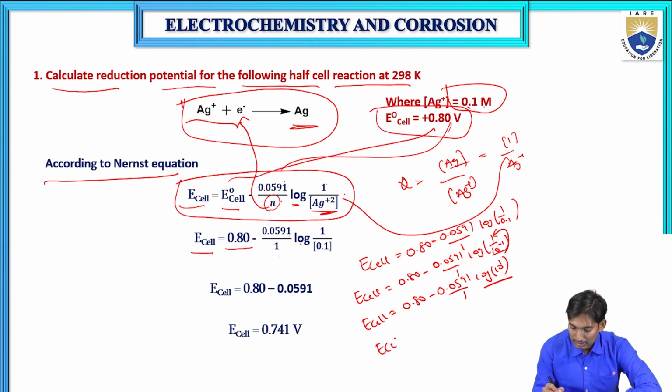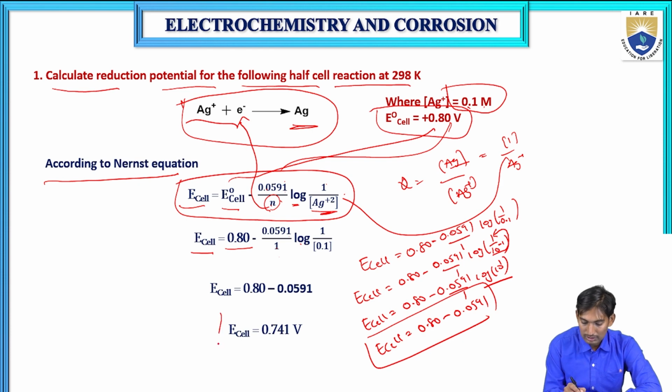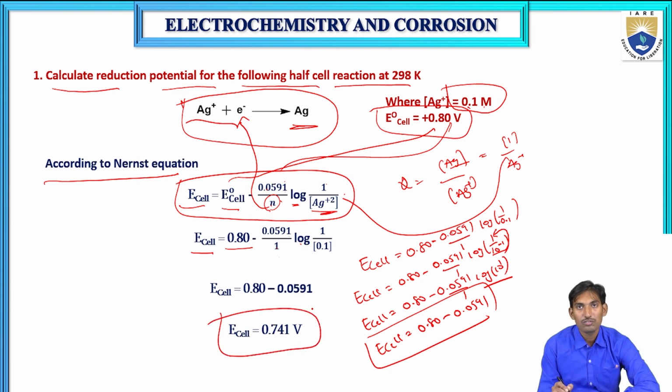So E cell becomes 0.80 minus 0.0591. Finally, the E cell potential we will get is 0.741 volts.